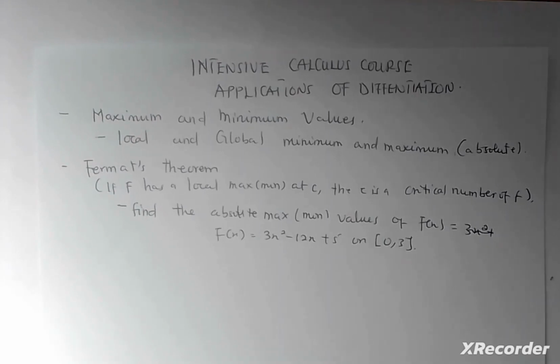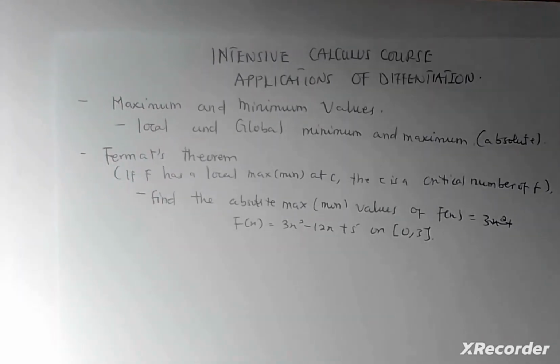Still on application use of differentiation. In this class, we're going to consider maximum and minimum values. Under this, we will look at the local and the global or absolute minimum and maximum. Then, we look at Fermat's theorem and solve an example on it.